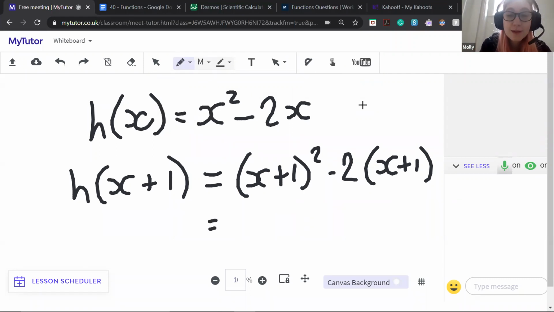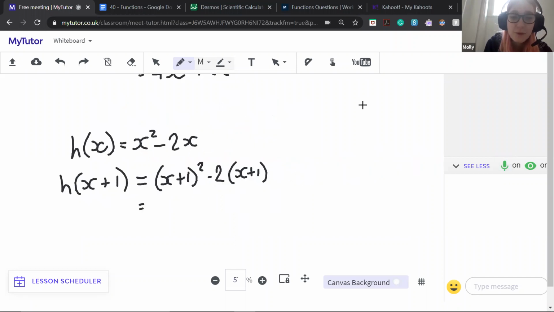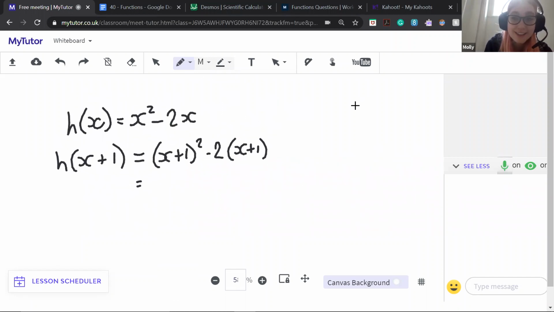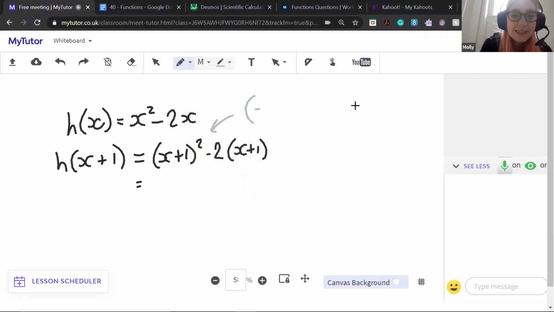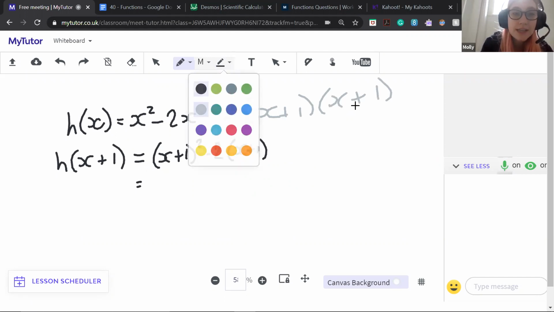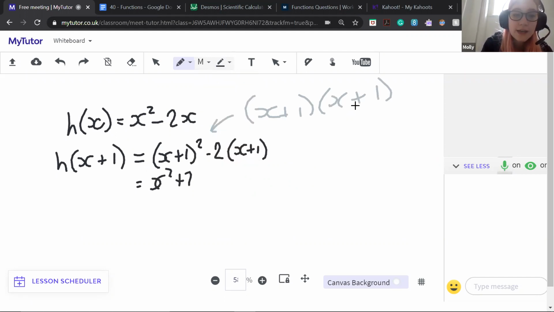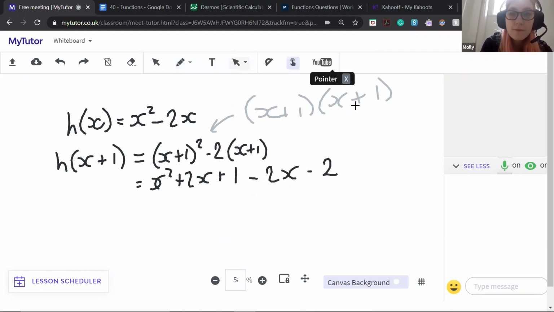So x plus 1 squared. Now, don't be fooled by this. This is not x squared plus 1. Remember when we did expanding? This is x plus 1 lots of x plus 1. So this is actually x squared plus 2x plus 1 minus 2x minus 2. So I've just done some expansion there. Let me know if you want me to go over the expansion again, because I've done it quite quickly. We're not going over expansion today, but I definitely can if people are confused.